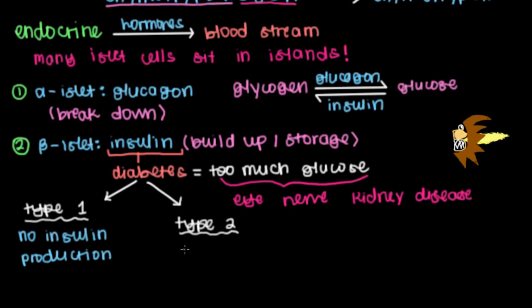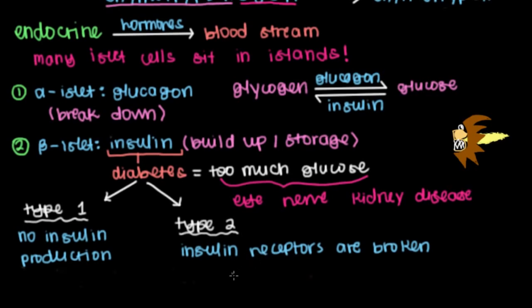In type 2 diabetes, you have insulin that's being produced, but your insulin receptors are broken. So even if we do produce insulin and it goes to where it's supposed to go in our body, these receptors will not respond. And so it's as if we don't have insulin in our body at all. And there's so much more that we can say here, but we'll close our conversation on diabetes for now, and we'll revisit this later. Let's move on to the third type of islet cell that we've got in the pancreas.